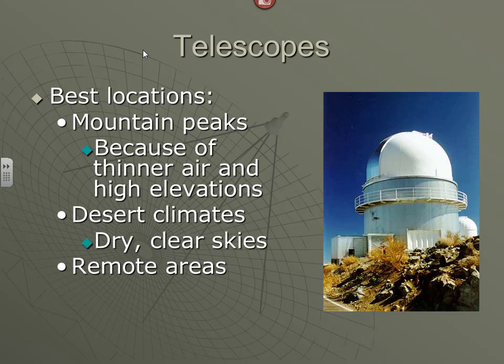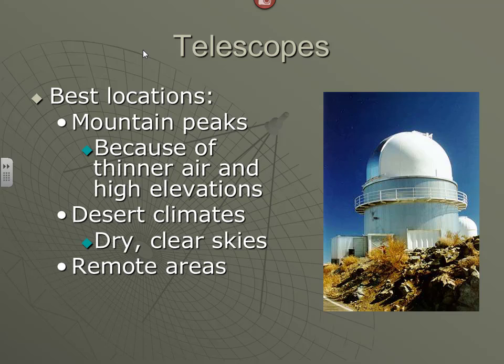Third, you don't want to put your telescope in the middle of a city. If you have lots of other lights around you, it will be next to impossible to see anything through your telescope. It's called light pollution. So you would want to put your telescope somewhere in a remote area where there aren't a lot of other buildings or street lights or lights from people.